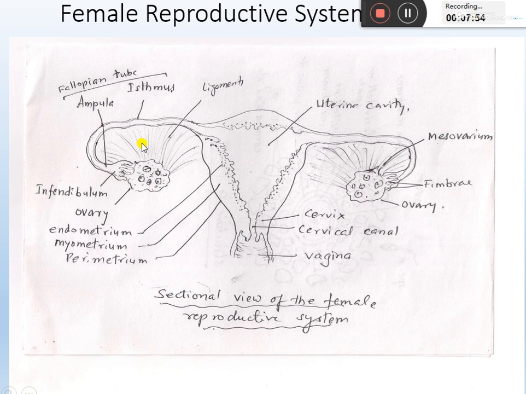These are the ovaries held by the ligaments. This is the oviduct. The oviduct contains different parts called the fimbriae, followed by the infundibulum, then ampulla and isthmus. There is a cavity. This is the uterus, and the cavity inside the uterus is called the uterine cavity. The uterine wall is very thick, having 3 layers of muscles. Outermost is the perimetrium, the middle one the myometrium, and the innermost is the endometrium.